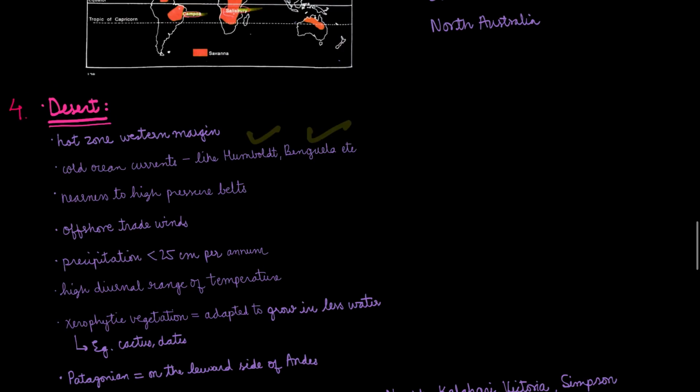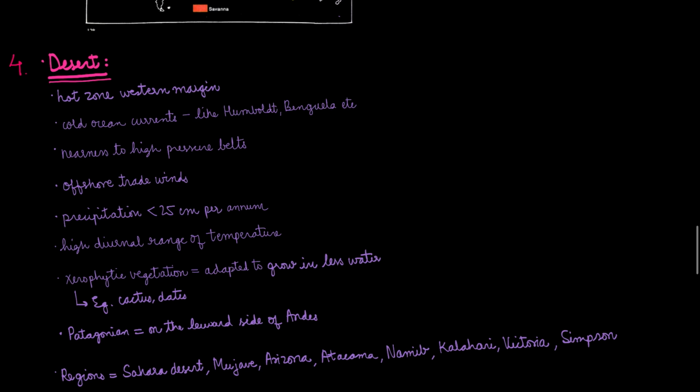The Humboldt current is basically the Peru current over here, and Benguela is over here near the western coast of Africa. And here also there's a desert, which is because of the Great Australian Current. Then one of the reasons for the formation of deserts is nearness to high pressure belts and the offshore trade winds.